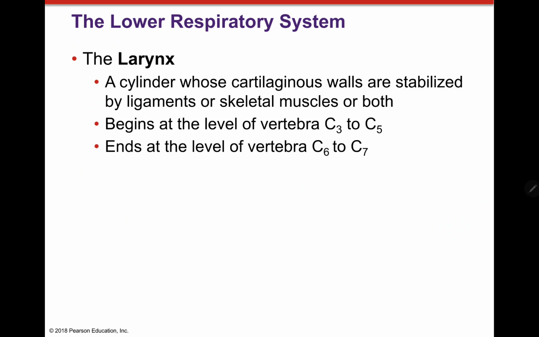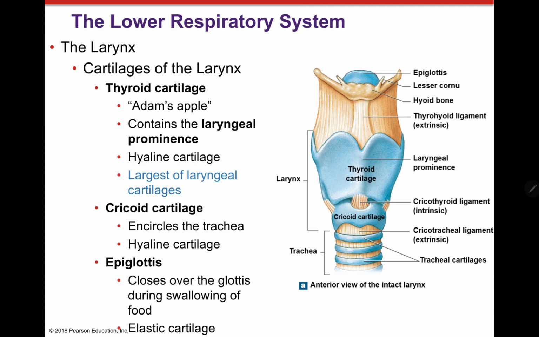The larynx is a cylinder whose cartilaginous walls are stabilized by ligaments or skeletal muscles, or even both. It begins typically at the level of vertebrae C3 to C5, and ends at the level of C6 to C7, so it's not that long.